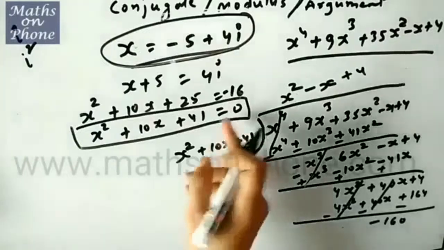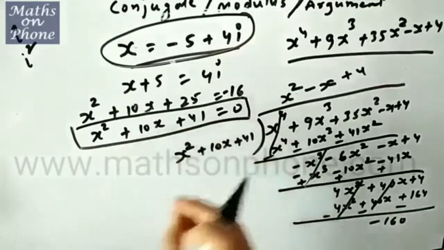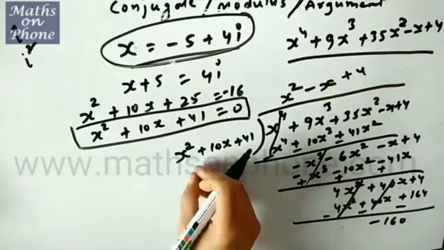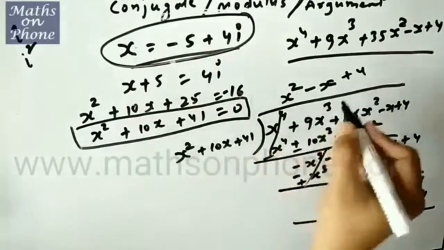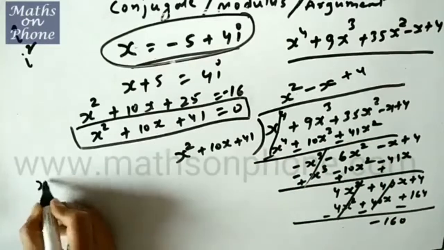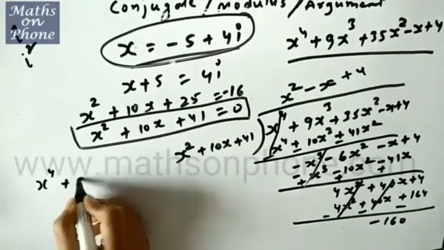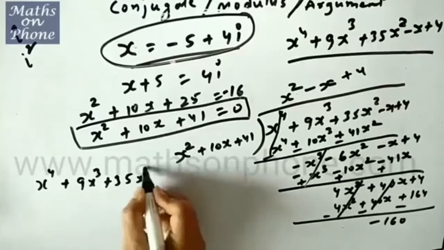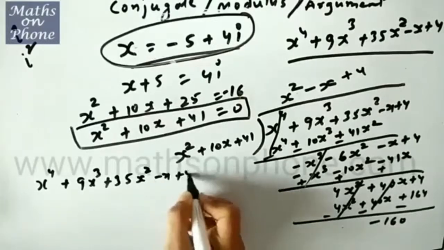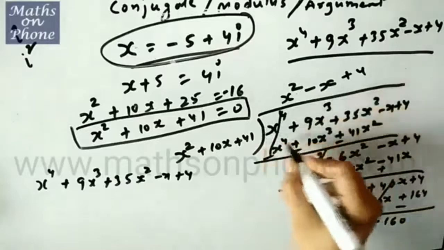What is the technique? You just get a quadratic equation, divide the given expression by that quadratic equation. Whatever remainder you are getting is the answer. You may ask why? How can you say that this is the answer? I'm just verifying. You see that we need to find the value of x to the 4 plus 9x cube plus 35x square minus x plus 4.